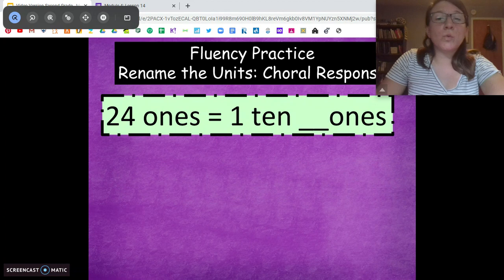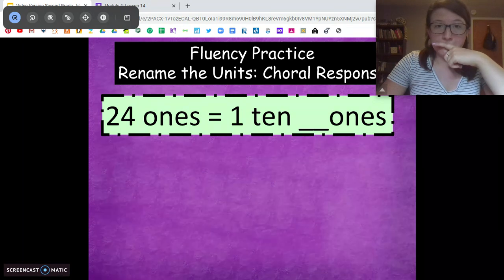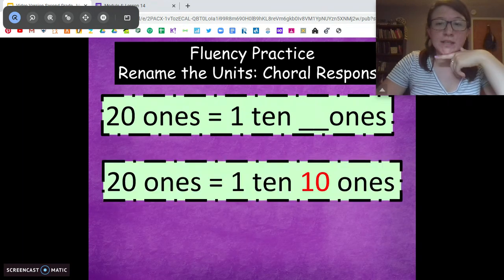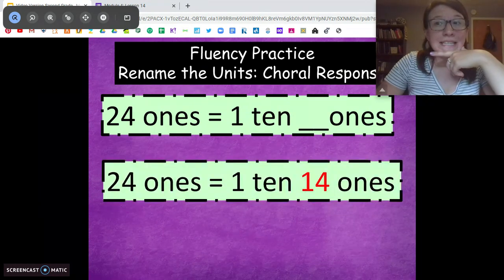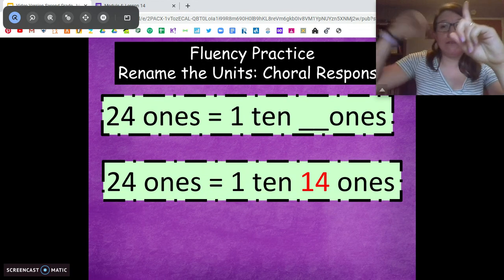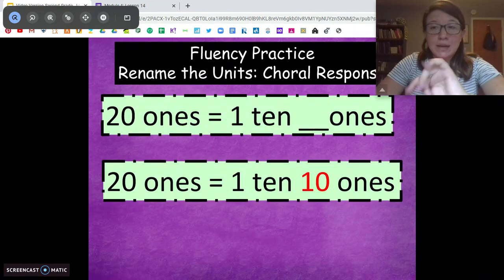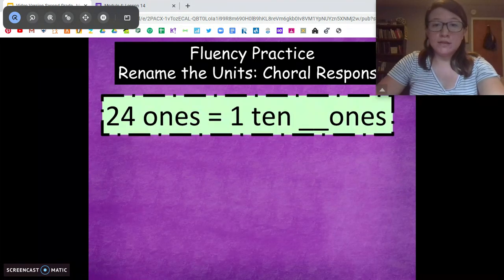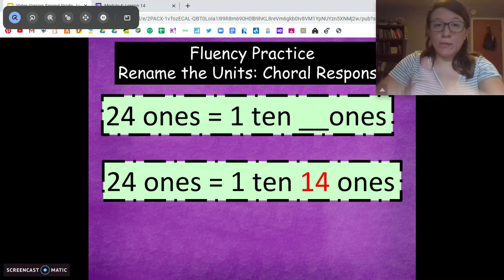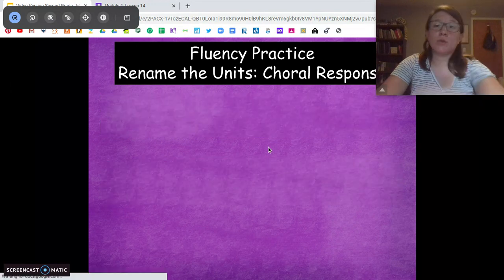Good. What about 24 ones is 1 ten and how many ones? Be careful. Use this last one to help you. Good. It's going to be 14 ones. We have that 1 ten, then we still need 14 more to get to 24. Same thing with here. It's not asking us how many tens. They're giving us a ten. So we're going to add those 10 more ones to get to 20 ones plus the 4 extra ones will get us 14 ones.